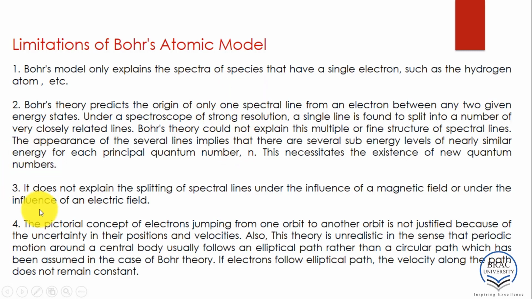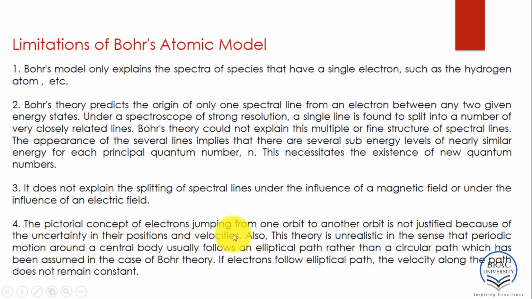Now comes point number 3. It doesn't explain the splitting of a spectral line under the influence of a magnetic field or under the influence of an electric field. We'll also be discussing this point when we talk about orbitals in the next lecture. And the fourth limitation is that the pictorial concept of electrons jumping from one orbit to another is not justified. Why? Because there is uncertainty in their positions and velocities.